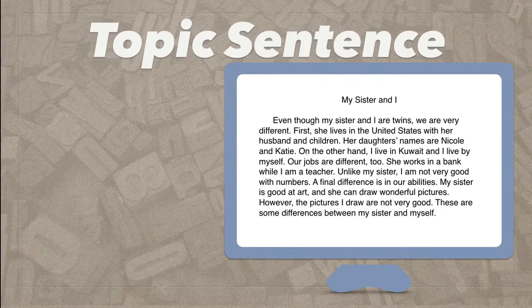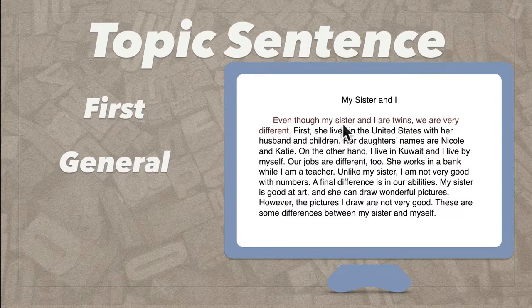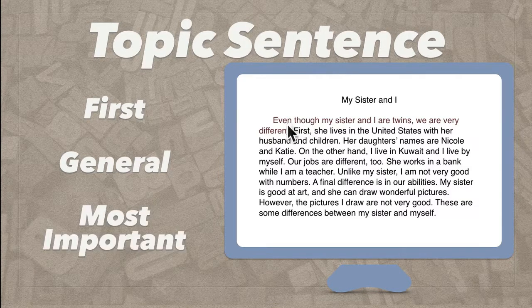So, can you identify the topic sentence in this paragraph? I'll give you a hint. Here it is in red. Even though my sister and I are twins, we are very different. You'll notice it's the first sentence. Usually a topic sentence is the first sentence. It's also fairly general. Down here are the details. The body has the details, whereas the topic sentence is more general, and it's considered the most important sentence of the paragraph. It's the main idea.